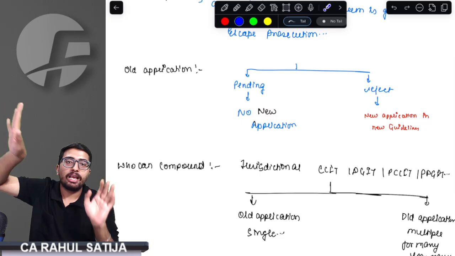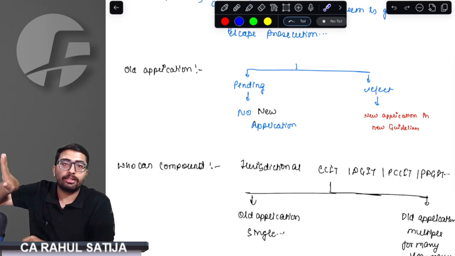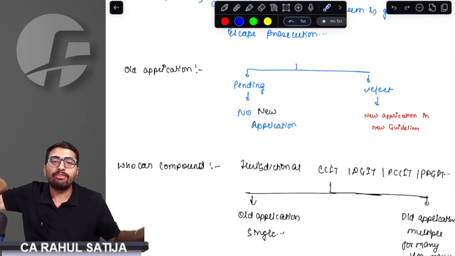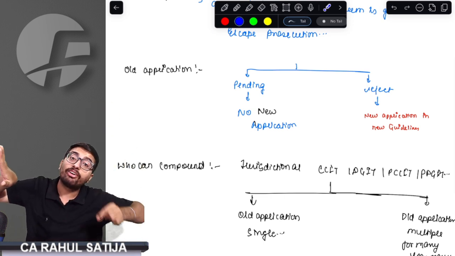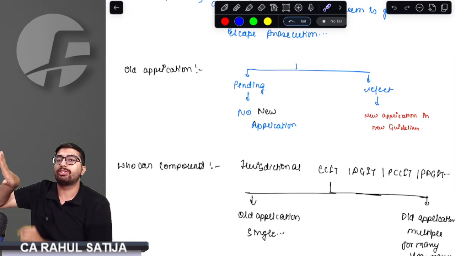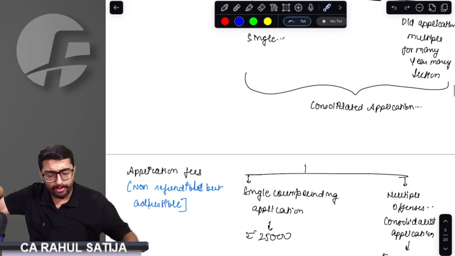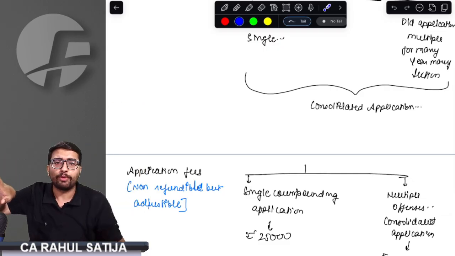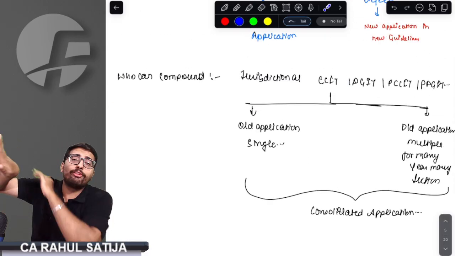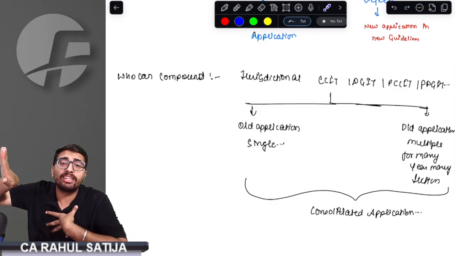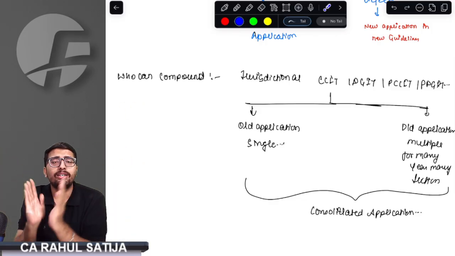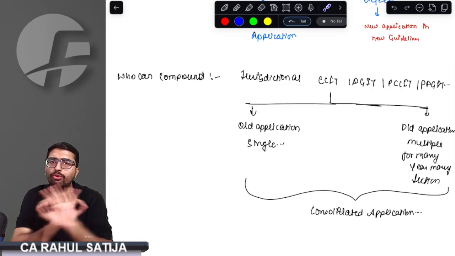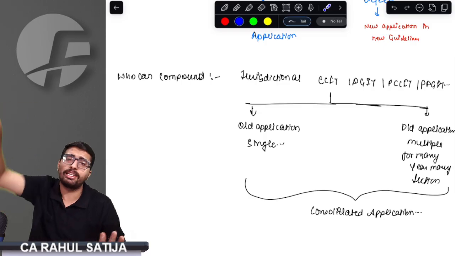If under old provisions our compounding was rejected, then what can be done? We can still file for compounding again under the new provisions, and that will be under a consolidated application only. Okay, sir. But sir, what if we have filed for compounding and have still not received the compounding under new guidelines? Then you don't have to do anything. That old application will be assumed to be a new application only. You don't have to file a new application for those sections which are still pending.